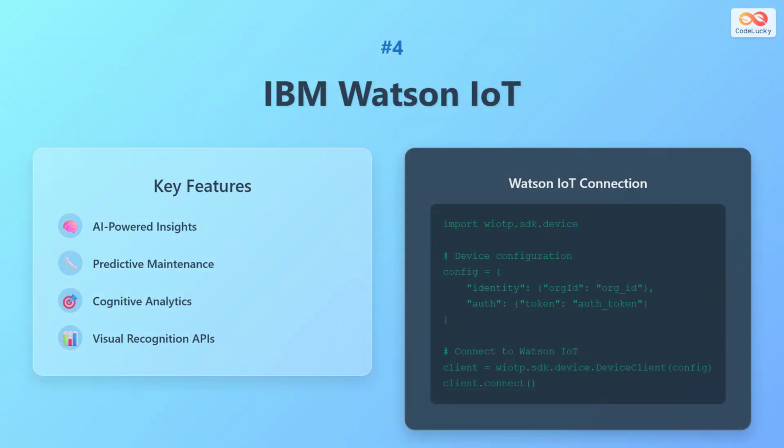Coming in at number 4 is IBM Watson IoT. It provides AI-powered insights, predictive maintenance, cognitive analytics, and visual recognition application programming interfaces, also known as APIs. This snippet shows how to connect to Watson IoT using the WIoTP Software Development Kit, also known as SDK, device library, with the device configuration including the organization ID and authentication token.